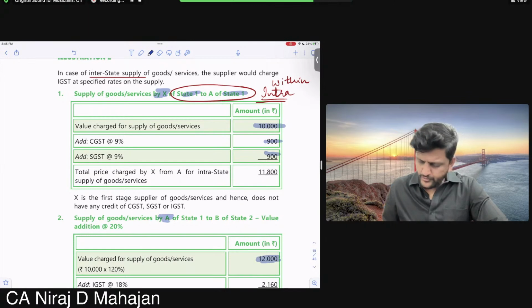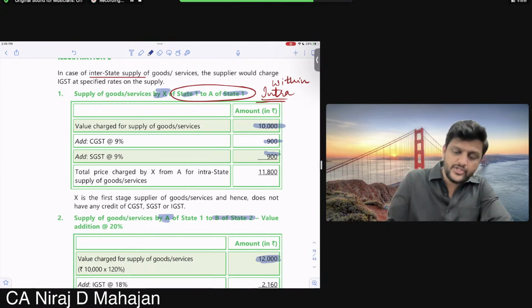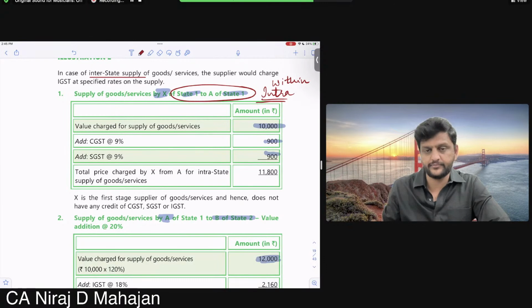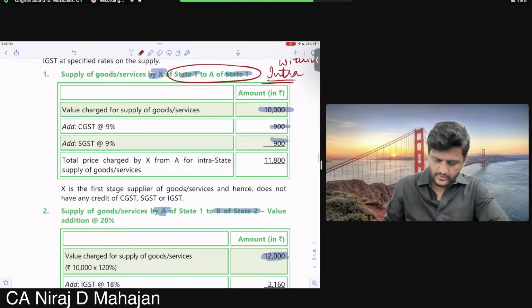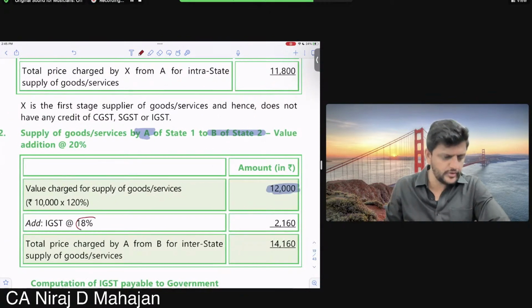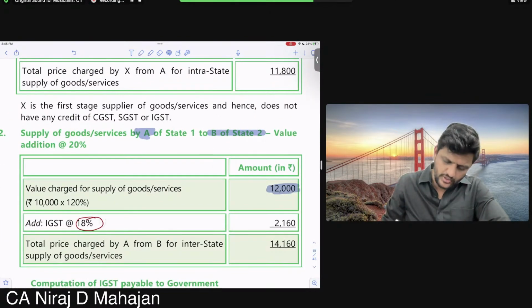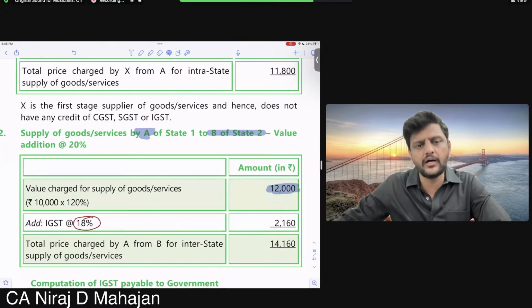Of state 1 to B of state 2. What is A charging as output? Tell me. He is charging IGST. Are you following, yes or no? IGST total will be a single rate. What is the IGST rate in total? Always CGST plus SGST.